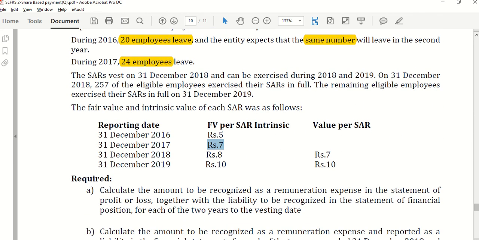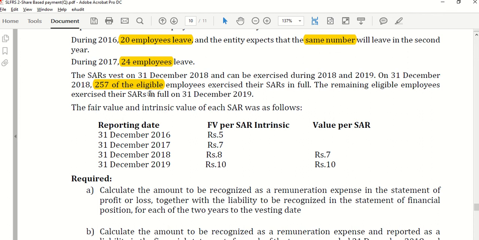And what happened now? The share appreciation rights vest on 31st December 2018. At the end of the third year, the people can take money by selling these, right? By that date, your liability has increased to how much? 8. This is at the end of the third year, right? And 257 eligible people have exercised their share appreciation rights on this date.